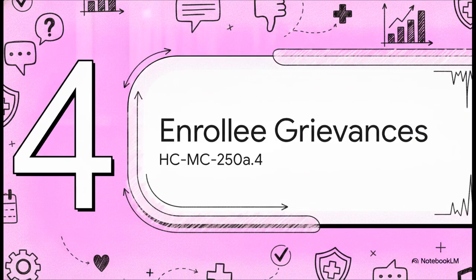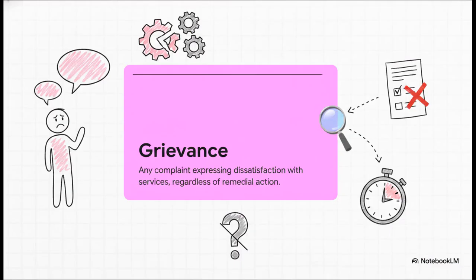Let's move to Section 4, Measuring Enrollee Grievances. SASB metric HC-MC-250A.4. Moving into our final specific metric breakdown, the SASB definition of a grievance is incredibly specific and surprisingly broad. It is any complaint or dispute expressing dissatisfaction with how the entity or a delegate of the entity provides healthcare services, and here's the most critical phrase, regardless of whether any remedial action can be taken. Basically, even if the plan literally cannot fix the issue, if the customer complains, it still counts as a grievance.